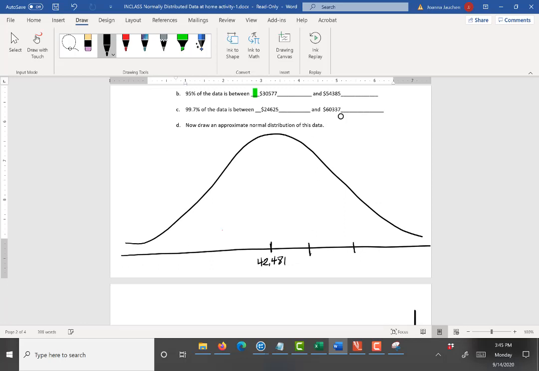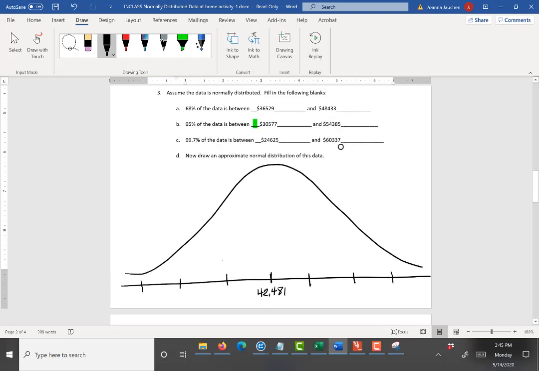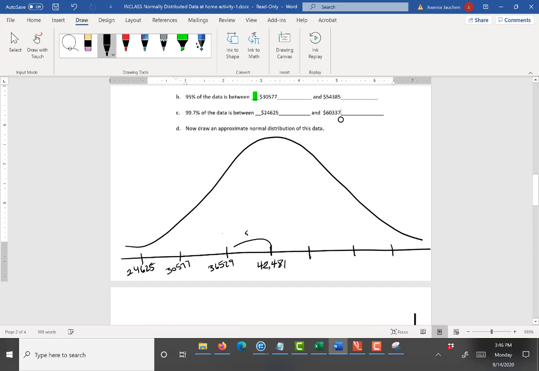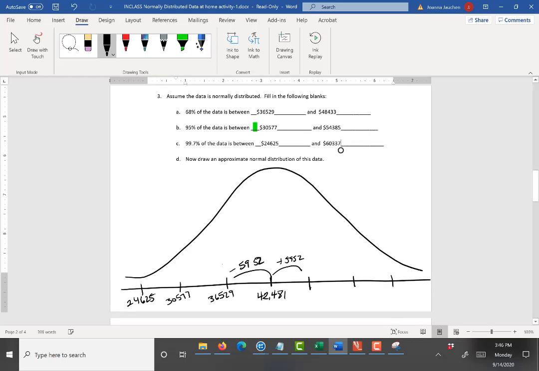Then I'm going to go out 1, 2, 3 standard deviations. And so these are the numbers that we found. This 36,529, 30,577. These should get smaller, right? Because I'm going back a standard deviation every time. So every time I'm making a hop. So the distance here is 1 standard deviation, which is 5952. So I just subtract 5952, and then here I'm going to add 5952. But that's what I did. I already got these numbers. So this is 48,433, 54,385, and 6337, right?